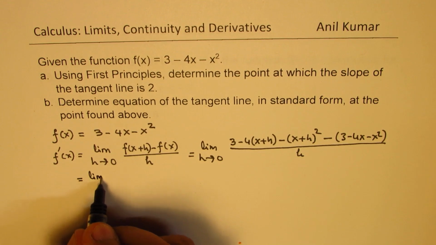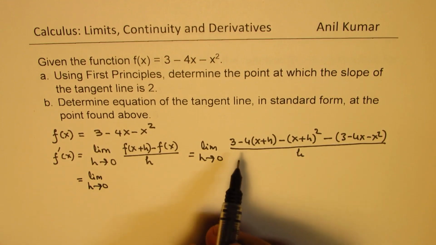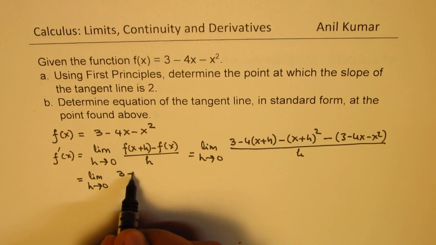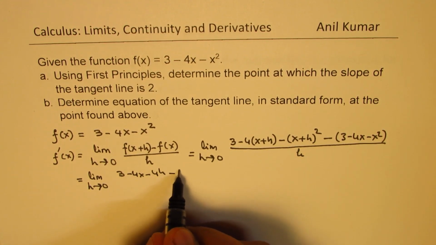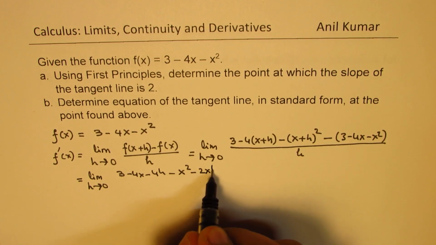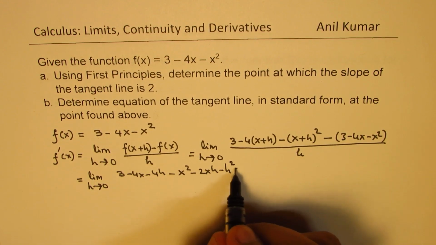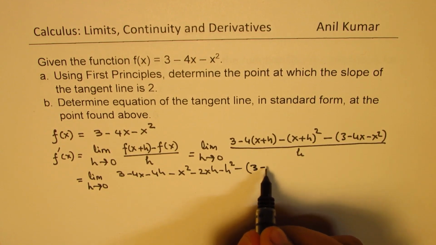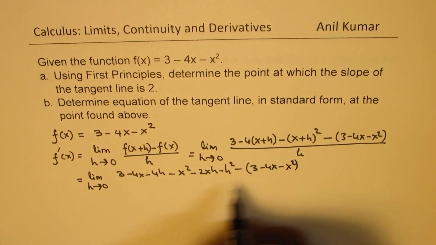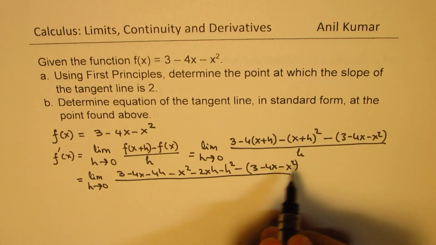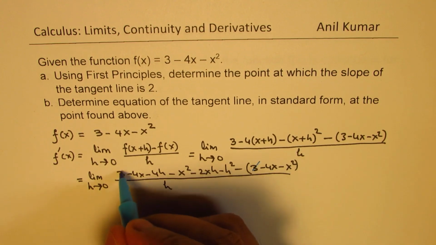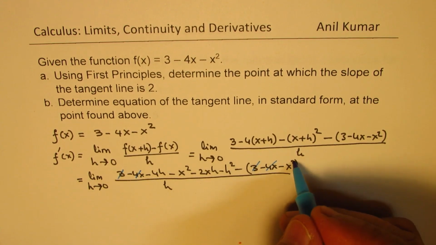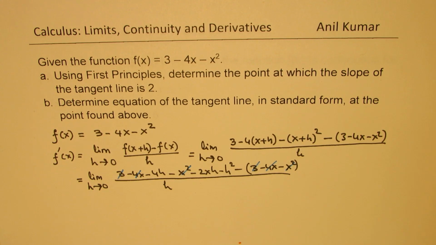We get limit h approaches 0. So we have 3 minus 4x minus 4h. Open this also, minus x squared minus 2xh minus h squared. Here we have in brackets 3 minus 4x minus x squared, right? Divided by h. So these 3 terms, 3 minus 4x and x squared, will cancel. We're left with terms with h now.